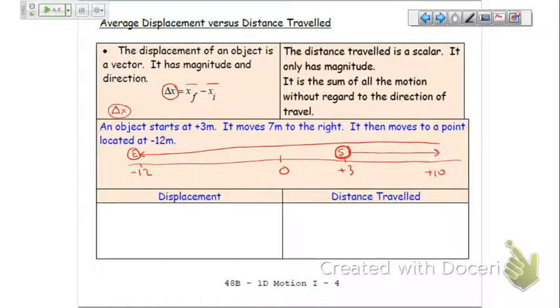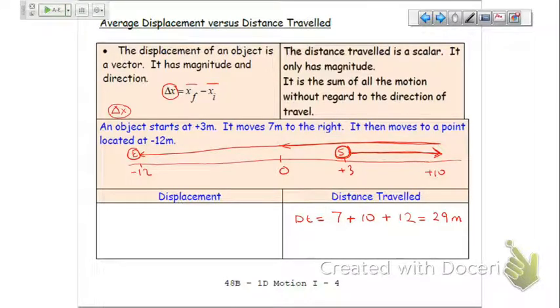And then what's the question asked? Let's do distance traveled first of all. Distance traveled is actually a hard one. Distance traveled, it's the distance traveled. Well, let's have a look. That was 7 meters. And then we had another 10 meters to get back to the 0, and then I add another 12 to get to minus 12. So that's going to equal 29 meters.